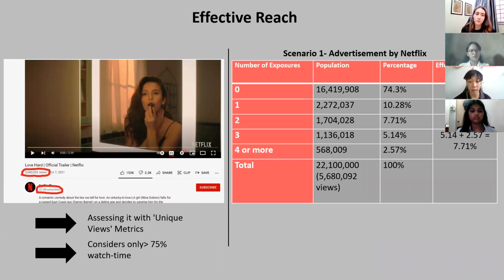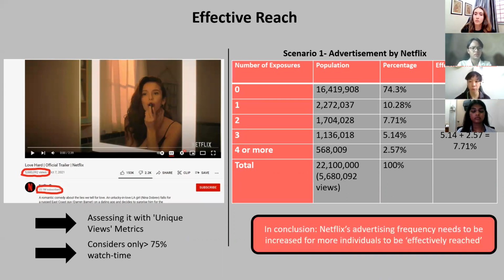Using this ad as an example, the total views of this ad is 5.6 million, while Netflix has a total of 22.1 million subscribers. This means that only 25.7% were exposed to the ad, which is a low margin. While out of the 25.7%, only 7.71% were effectively reached, assuming the rule of thumb of 3 as the effective frequency. Thus, solely on this metric's performance, it can be concluded that Netflix's advertising frequency needs to be increased in order for more individuals to be effectively reached.